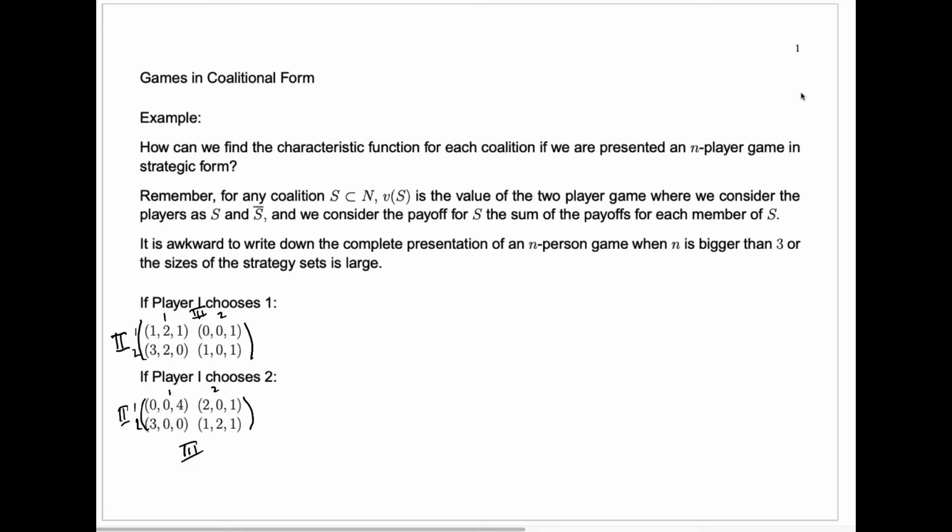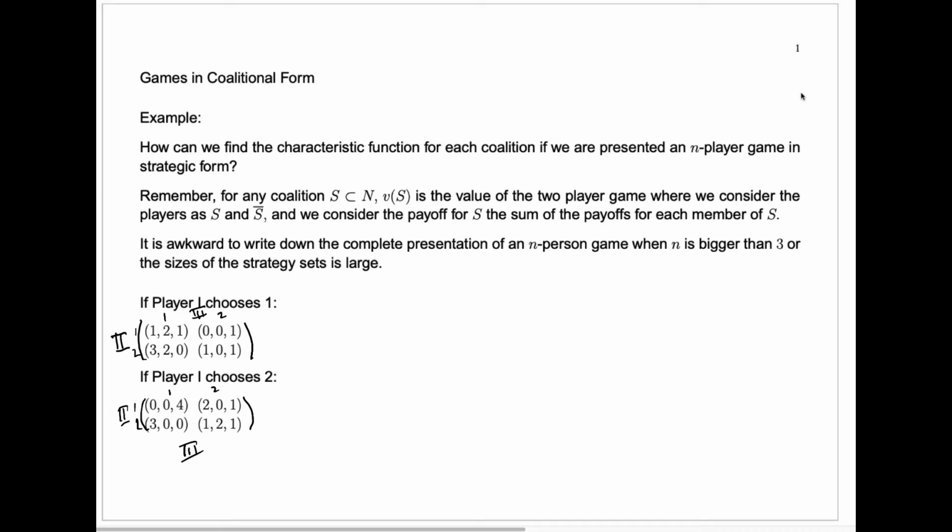Today we're going to start by looking at an example of how we can convert a game which is presented in strategic form into a game presented in coalitional form. Remember from what we said last time that some information will be lost. When we present a game in coalitional form by basically just listing the players and telling the value of each individual coalition, we ignore that information about exactly who contributes what to this coalition.